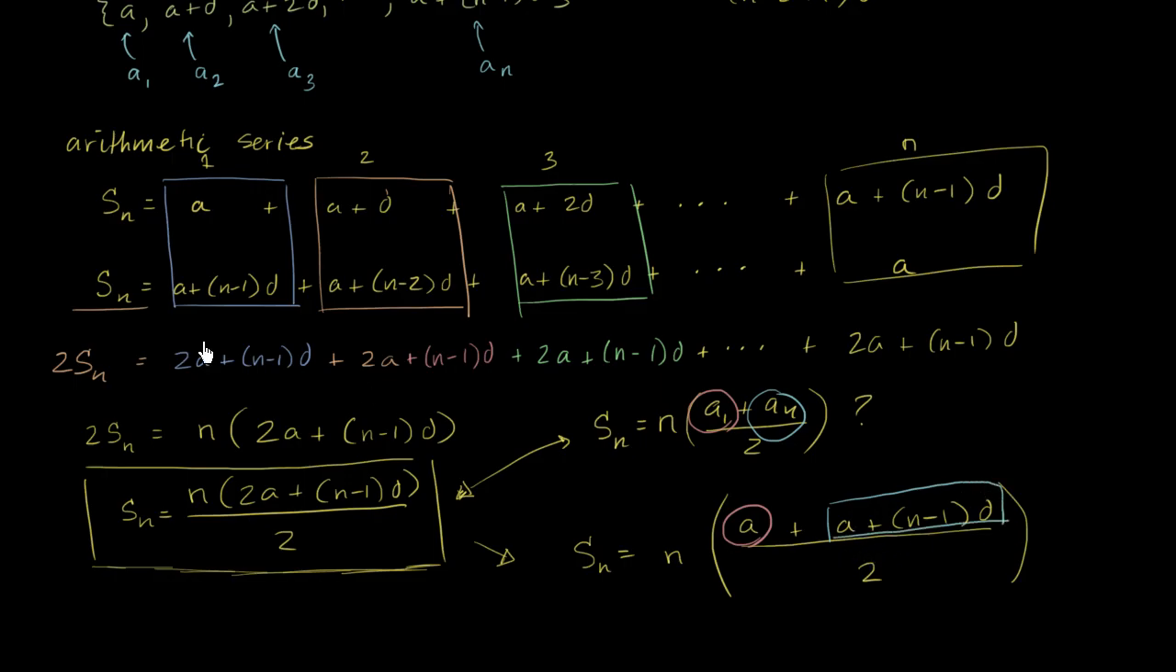So this whole business, all of this business right over here, really is the average of the first and last terms. I got my first term, adding it to my last term, dividing it by 2, and then I'm multiplying by the number of terms we have. And that's true for any arithmetic sequence, as we've just shown here.